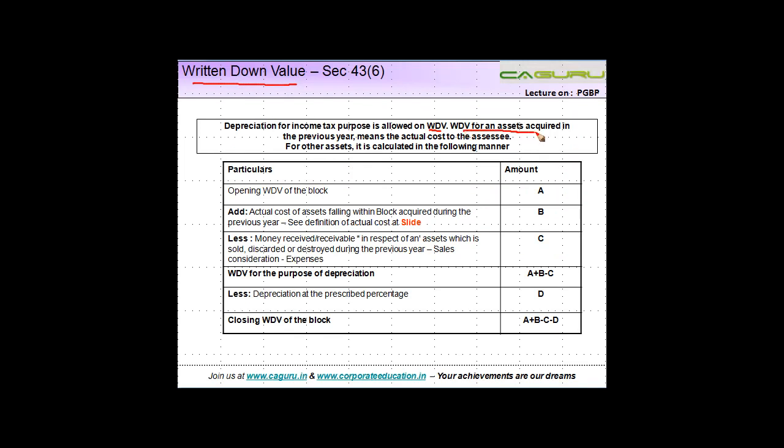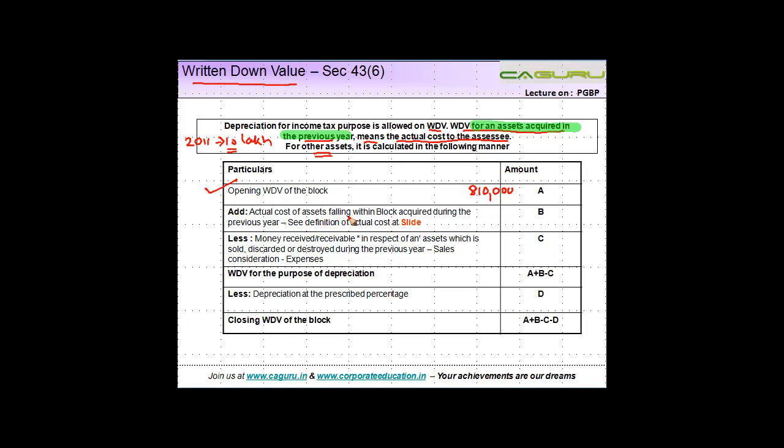Written down value for an asset acquired in the previous year means the actual cost of the asset to the assessee. So suppose I acquired an asset during 2011 for 10 lakh, then the written down value of this asset, which is acquired during that year, is going to be 10 lakh only. There's no reduction. For assets not acquired during the year, it has to be calculated in the following manner. Opening written down value of the block, which in my example was 8,10,000 at the end of year 2. You can scroll back to see this value.